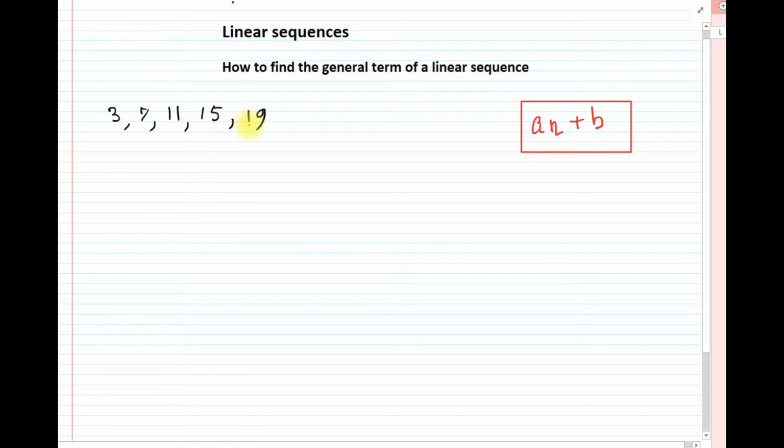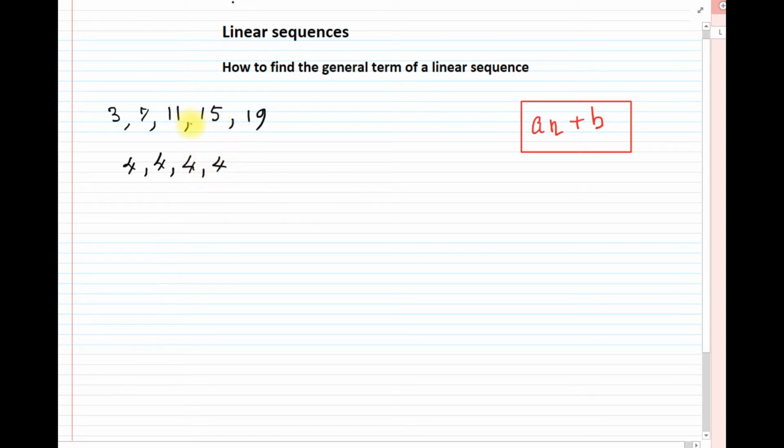Here's our sequence. The first thing we do, we'll find the differences between the consecutive terms. So 7 minus 3 is 4, 11 minus 7 is 4, 15 minus 11 is 4, and 19 minus 15 is 4. So when the first differences are all the same in a sequence, it means our sequence is a linear sequence.